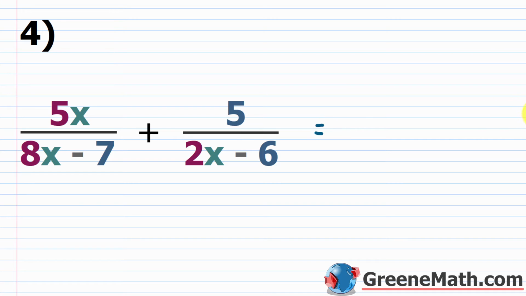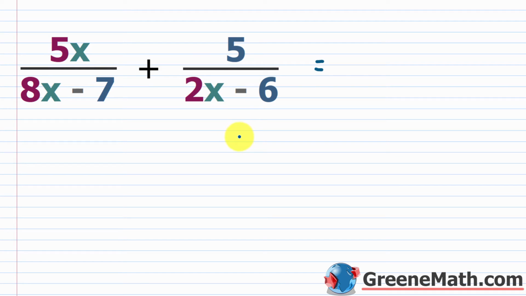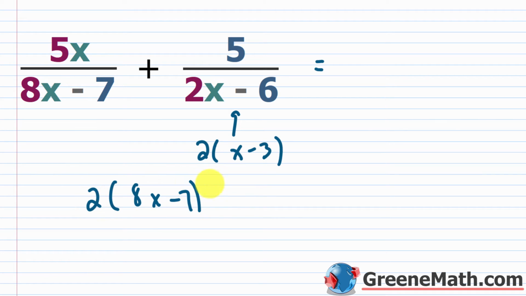Let me put equals here. What is the LCD? Again, it's going to be the product of the two denominators. There's nothing in common. This actually would factor to 2 times the quantity x minus 3. Again, you could write LCD out, but I think we know how to do it at this point. I'm just going to put 8x minus 7. I'm going to stick this 2 out in front here and then put my x minus 3 here. So just multiplying the two denominators to get my LCD.